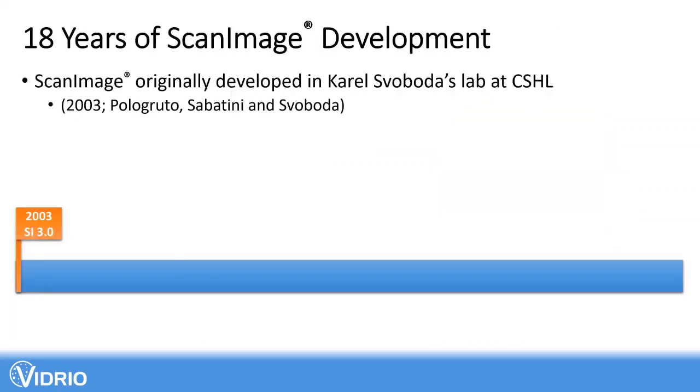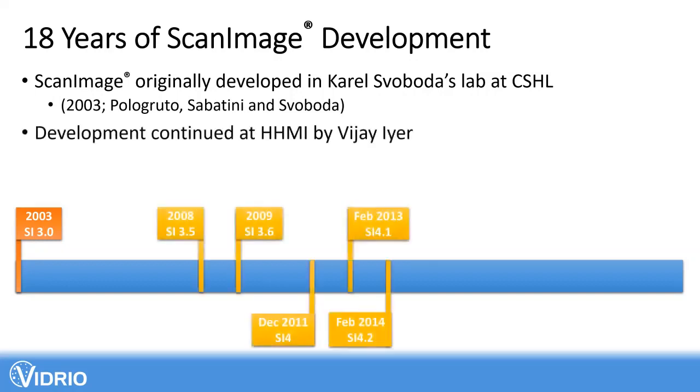So a little bit of history lesson. ScanImage has been in development now for about 18 years. It originated in Karel Svoboda's lab at Cold Spring Harbor. Thomas Pologruto and Bernardo Sabatini were key developers, as well as Karel himself. There was a paper published in 2003 describing this software, and it was really focused only on what people term linear scanning, which is 2 galvos driving the raster scanning approach in an XY fashion. And there were a couple of iterations of that.